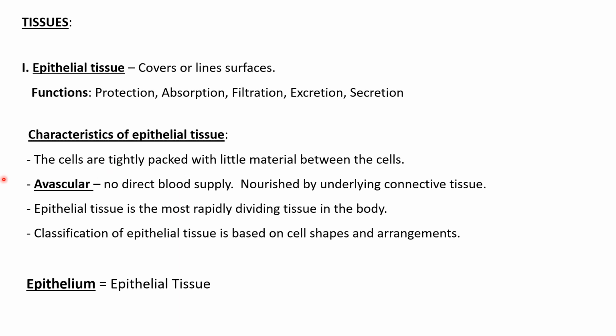Epithelial tissue is avascular. A means without, and vascular means blood supply. So epithelial tissue doesn't have a direct blood supply. The underlying connective tissue will have the blood vessels in it. Epithelial tissue is the most rapidly dividing tissue in the body. So think of your skin as constantly losing cells off the top of the surface, but then you constantly have new cells being made from the bottom layer of the epidermis, the outer layer of the skin, pushing those cells up.